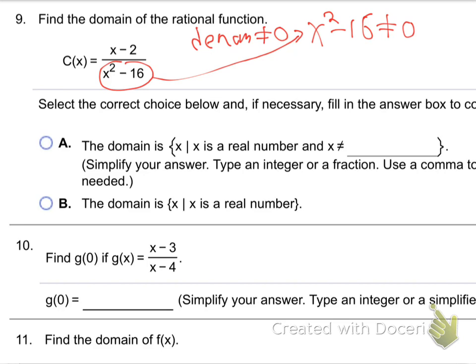So how does that factor? How do you factor x squared minus 16? Yeah, (x plus 4)(x minus 4) not equal to 0. Good.